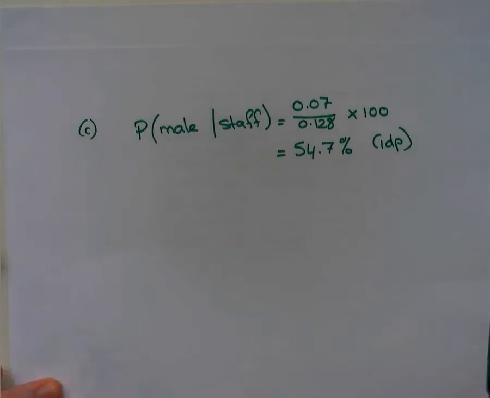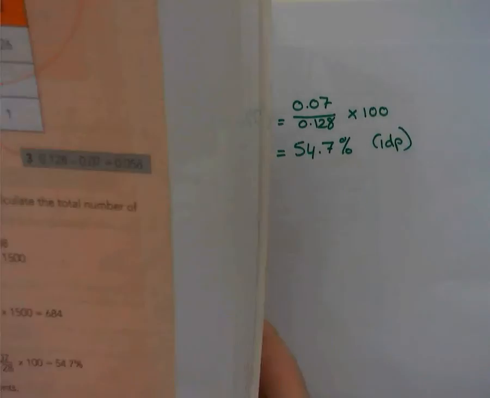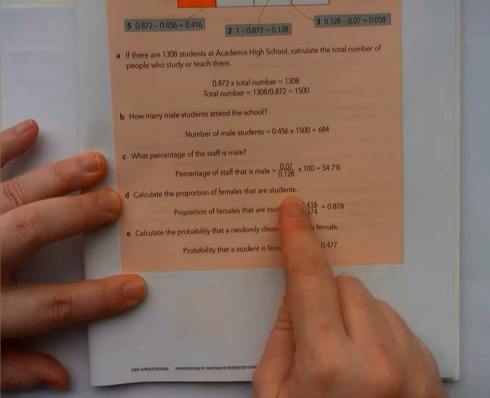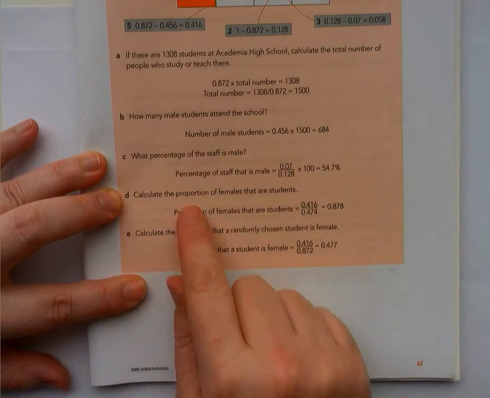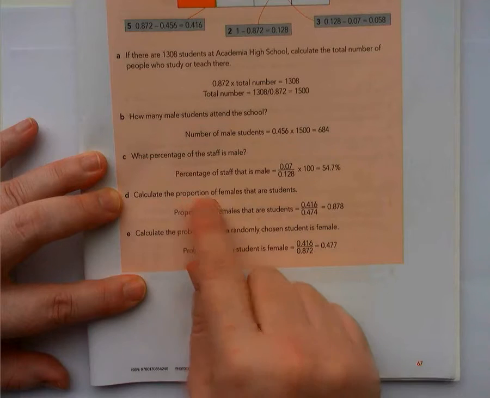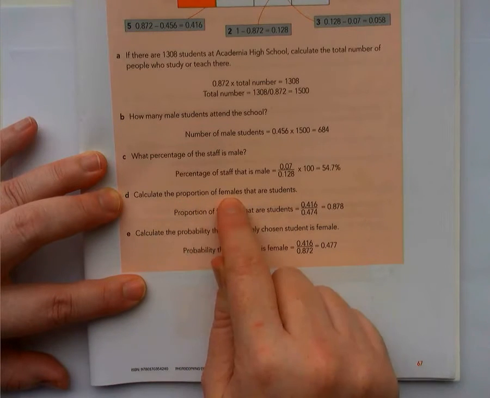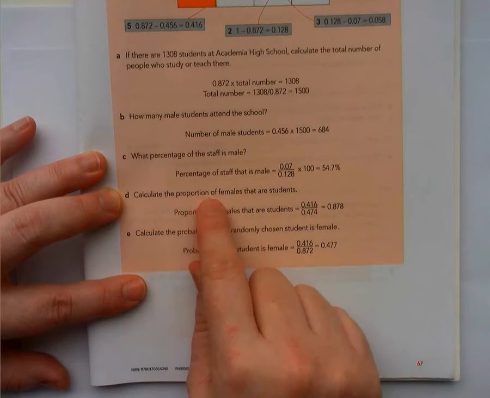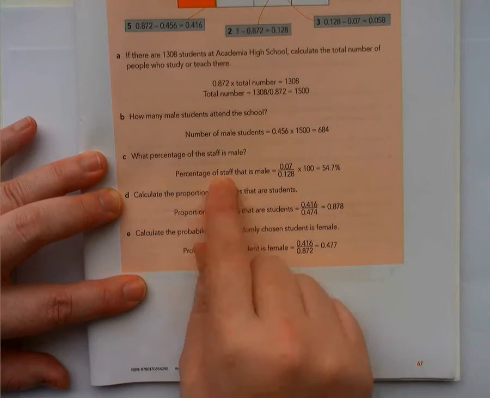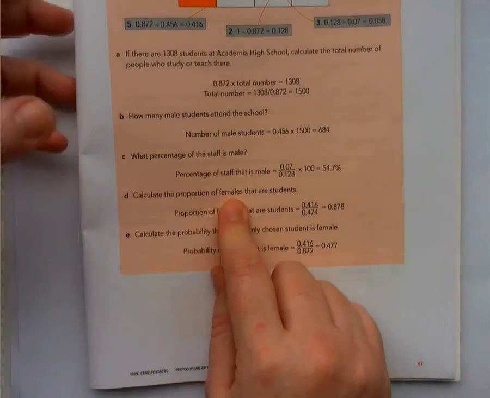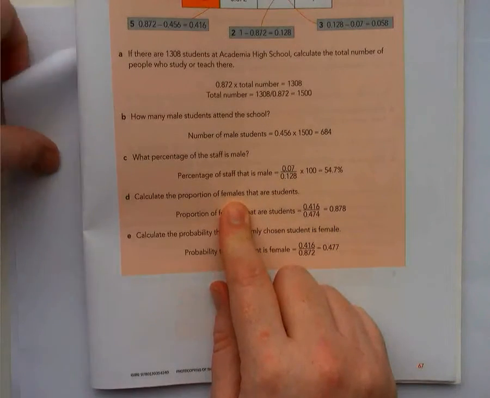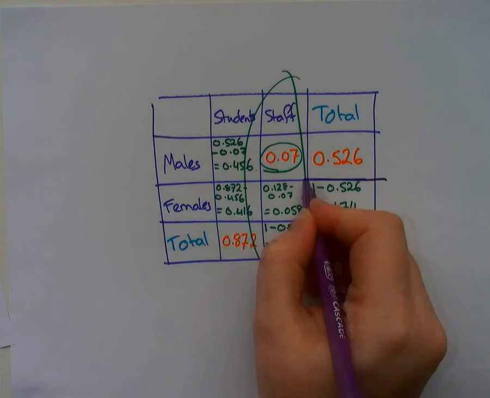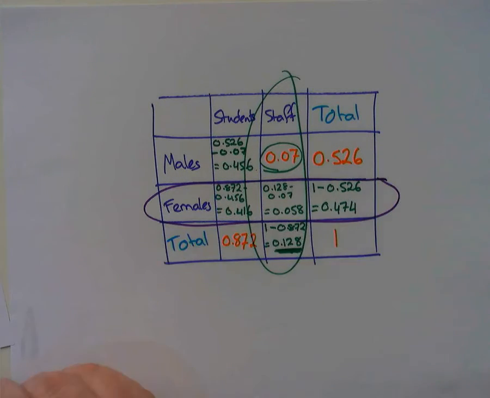Now on to question D. Calculate the proportion of females that are students. So it's looking at the proportion of females, not the proportion of students or the proportion of people at the school, but the proportion of females. So this is a conditional probability. I am only interested in the females, so now I'm just going to look at the females at the school.